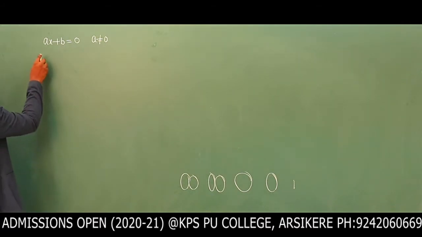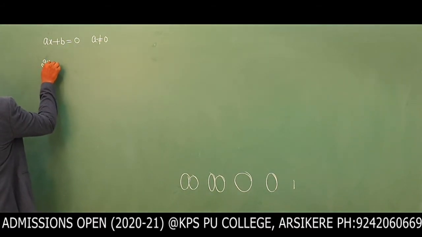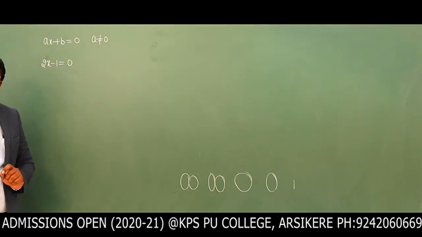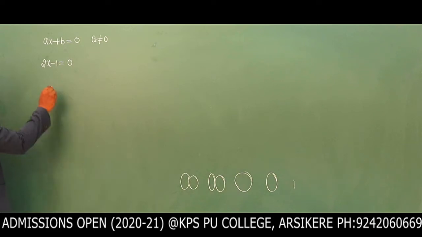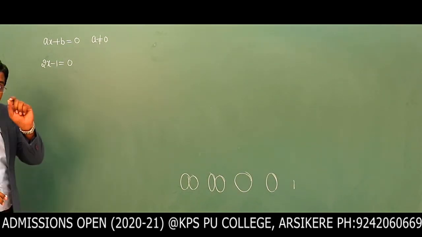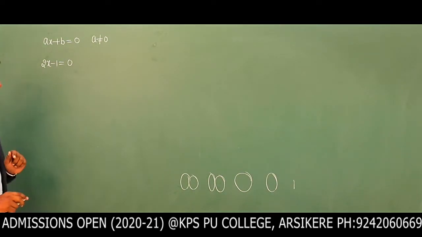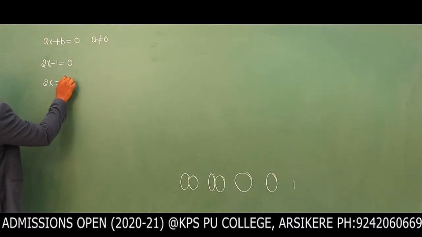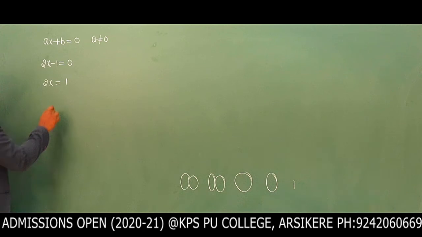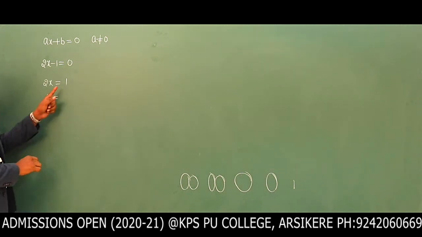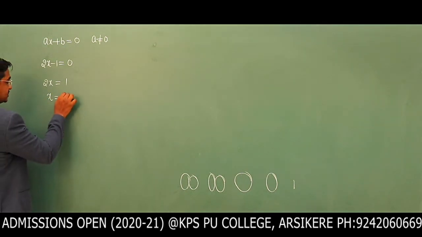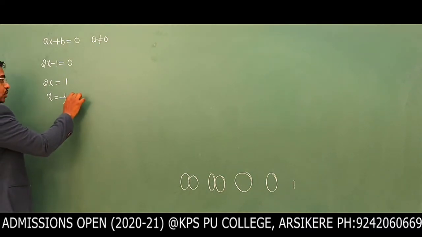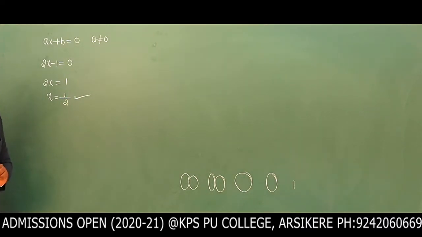So I'll give an example here. Let's consider 2x minus 1 is equal to 0. How to find the solution here? The solution is nothing but the value of x. How do you find the value of x? Simplification. 2x, take minus 1 to the right hand side, we get plus 1. So what does x become? 1 divided by 2. So x is equal to 1 by 2 is the solution.